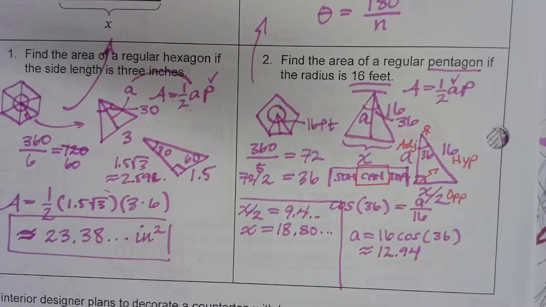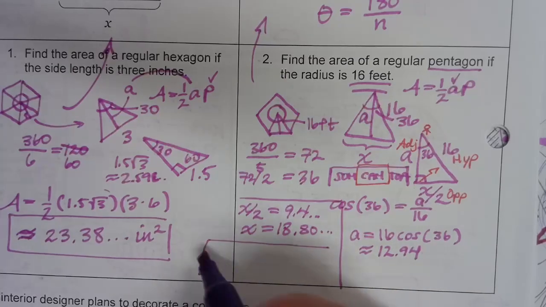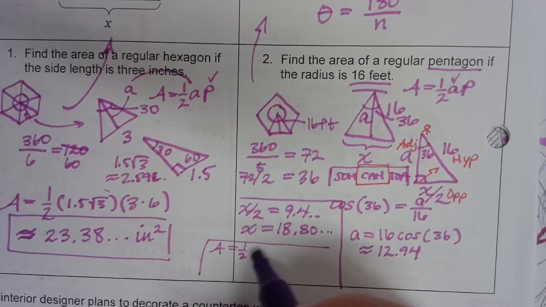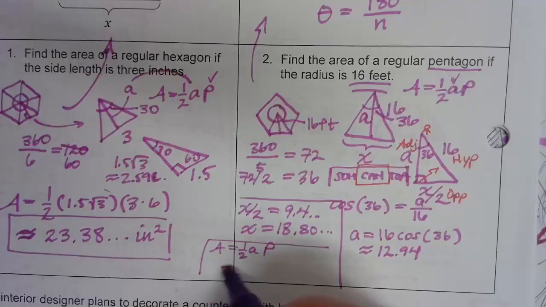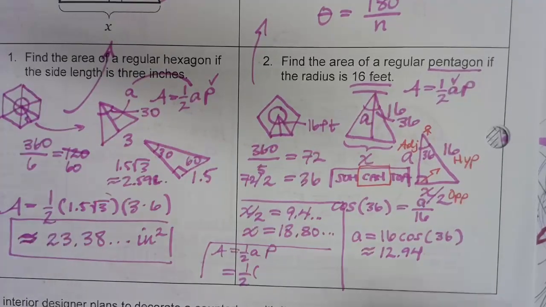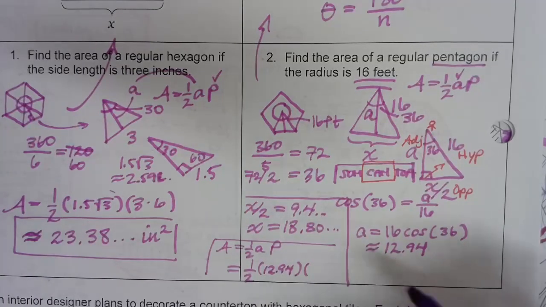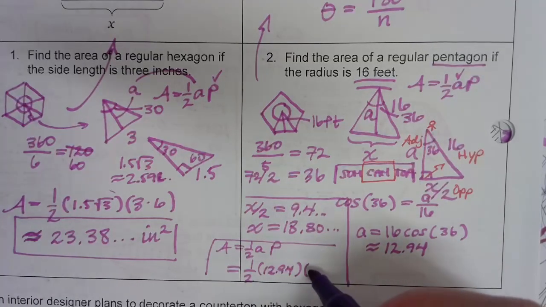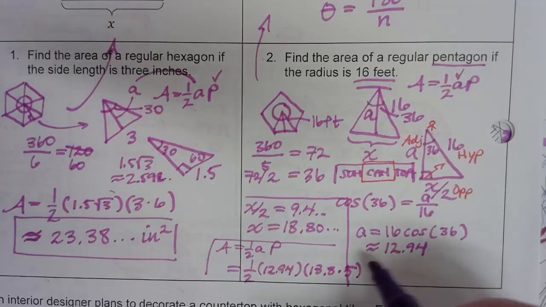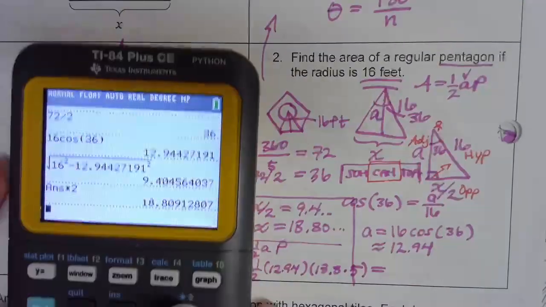And now we are ready to find the area. Now I know I'm almost out of room, that's fine. I'm going to give myself some room from the other part over here and say that A has to be 1/2 the apothem times the perimeter. Okay, we saw that the apothem was about 12.94. And additionally, the perimeter must be 18.8-ish times, and then we had 5 sides on this pentagon, so that's times 5.